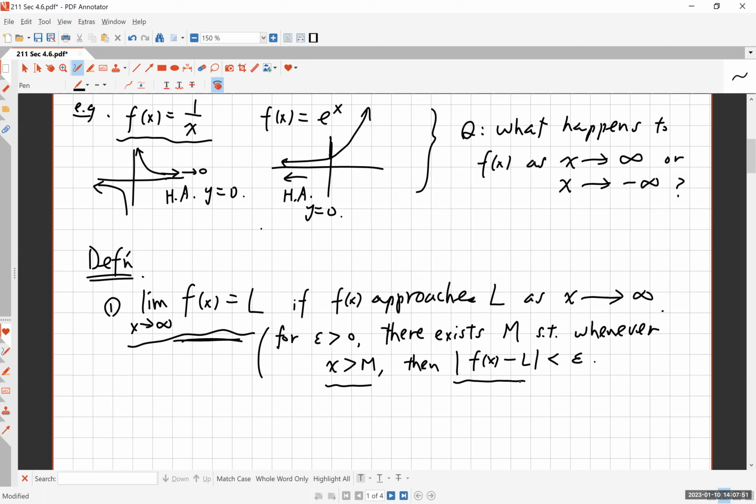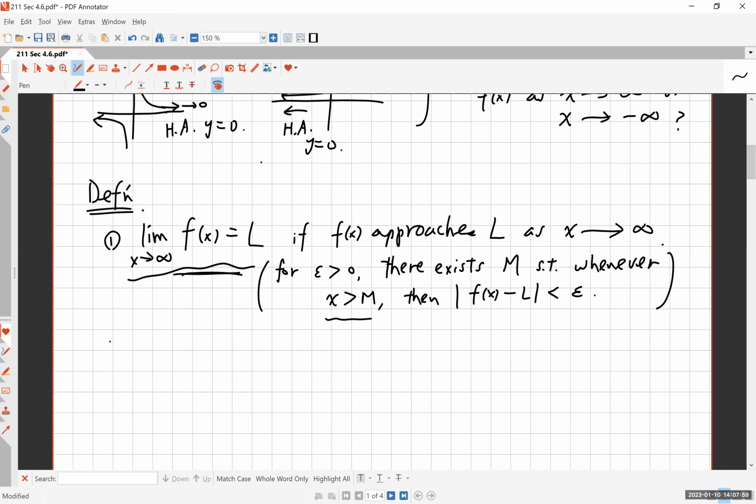In fact, it's so close that it's less than the given epsilon. And if you can do that, if you can provide such an M for every epsilon, we say the limit is L as x approaches infinity.